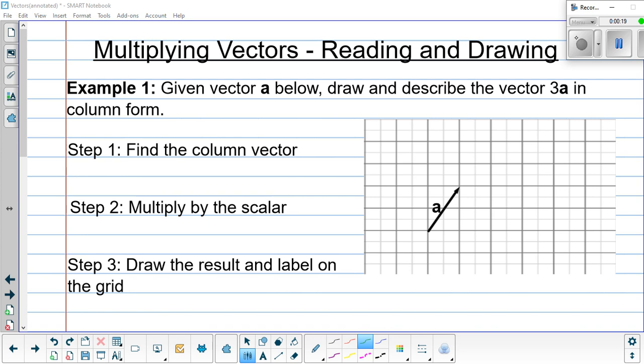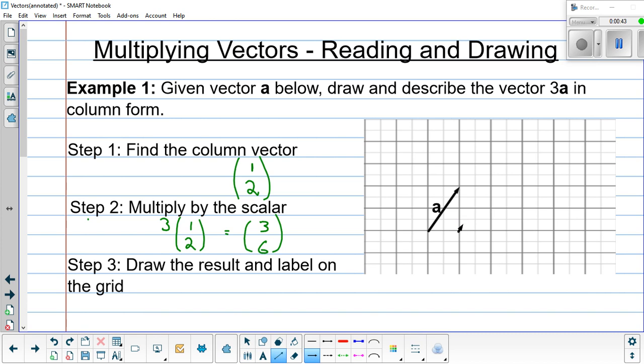So given this vector A below, draw and describe the vector 3A in column form. Okay, so finding the column vector sometimes can help people. So finding the column vector, we have 1, and then we go 2 up. So we want to find 3A, so that means 3 times (1, 2), and that gives us (3, 6). So we want to draw the result, and we'll need more room than that, might as well start off really low. So we're going 3 over: 1, 2, 3, and 1, 2, 3, 4, 5, 6.